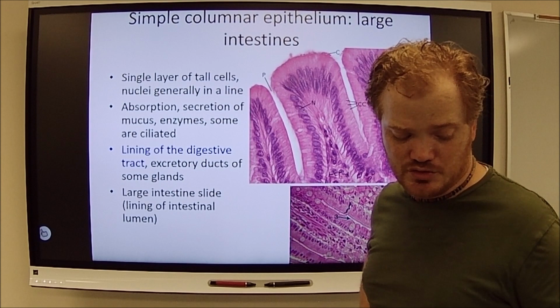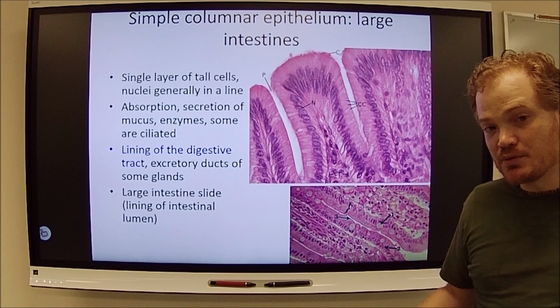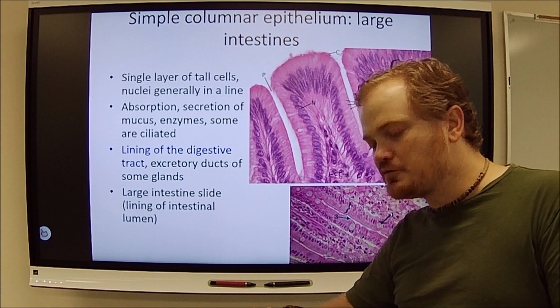Oh, worthy of note here is the goblet cells. This is large intestine. You can see these goblet cells in there. Those would be producing mucus, which would line that passage and allow for easier flow of things through. It's a lubricant, basically. Think of it as a lubricant.